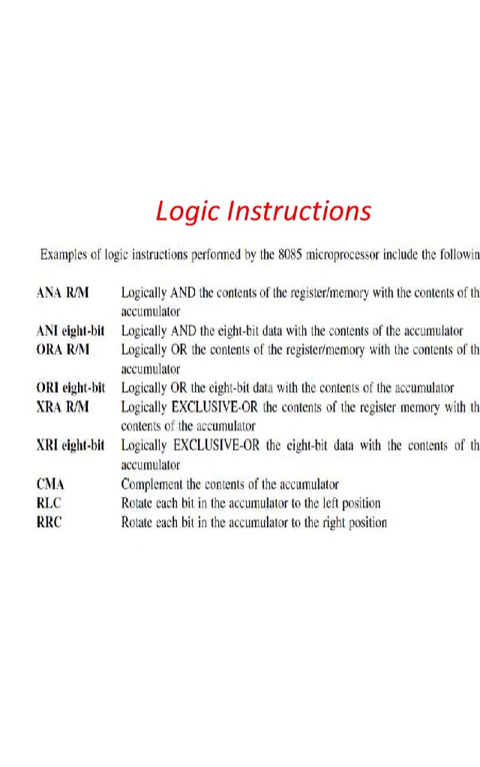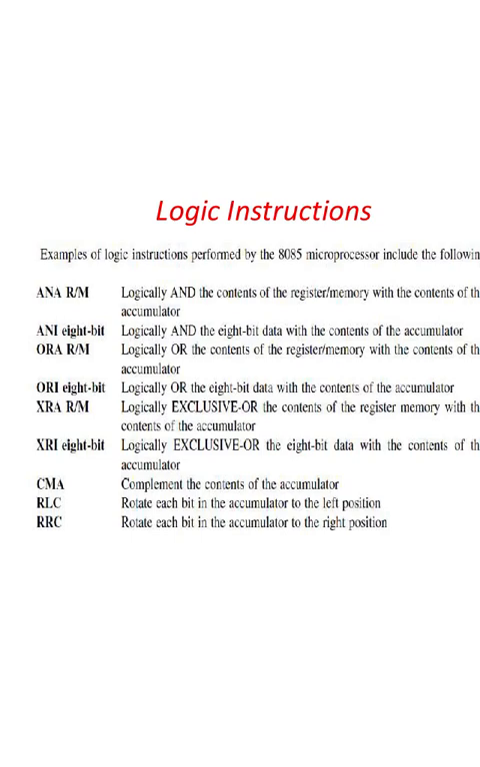Coming to logic instructions, examples of logic instructions performed by the 8085 microprocessor include the following. ANA R/M: logically AND the contents of the register or memory with the contents of the accumulator. ANI 8-bit: logically AND the 8-bit data with the contents of the accumulator. ORA R/M: logically OR the contents of the register or memory with the contents of the accumulator.